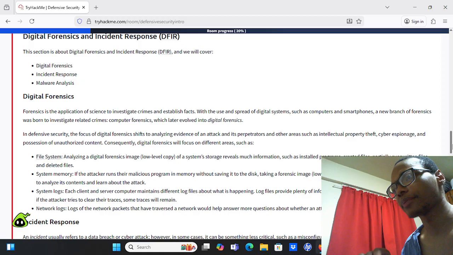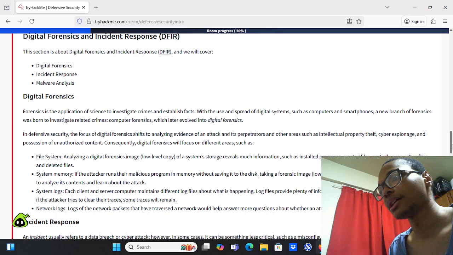In defensive security, the focus of digital forensics shifts to analyzing evidence of attacks and their perpetrators, and to other areas such as intellectual property theft, cyberespionage, and possession of unauthorized content. Consequently, digital forensics will focus on different areas, such as the file system and analyzing a digital forensic image. A low-level copy of system storage reveals much information such as stolen programs, created files, partially overwritten files, and deleted files.